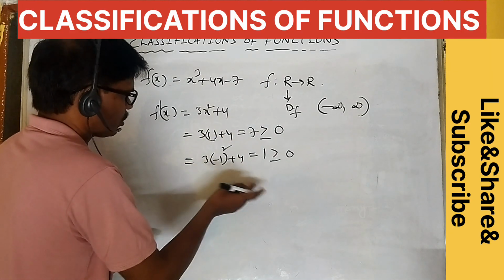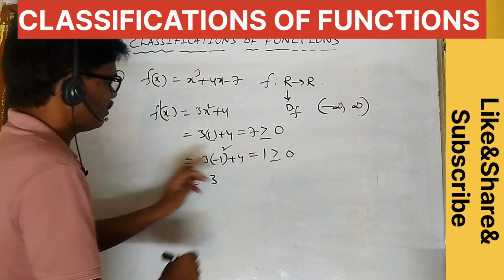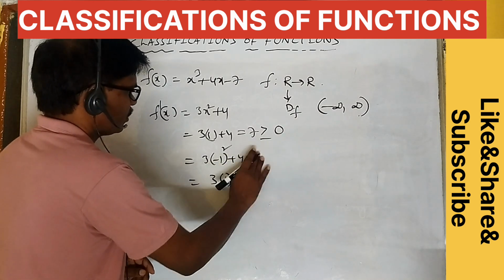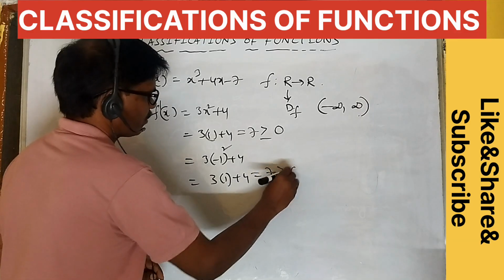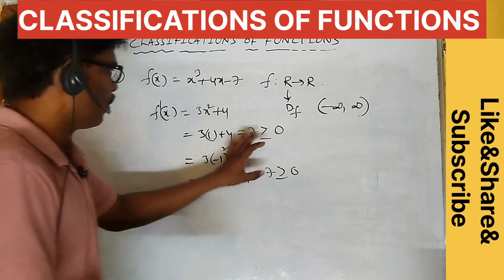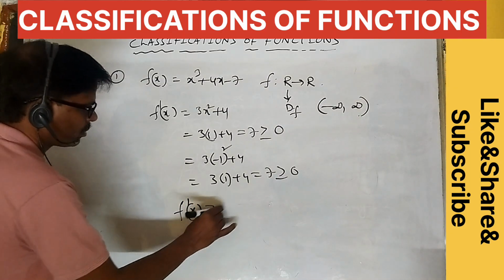Minus 1 whole squared is equal to 1, so 3 into 1 is 3, plus 4 equal to 7. This is also greater than or equal to 0. Any negative value you have gives a positive value, greater than or equal to 0. So f'(x) is greater than or equal to 0.